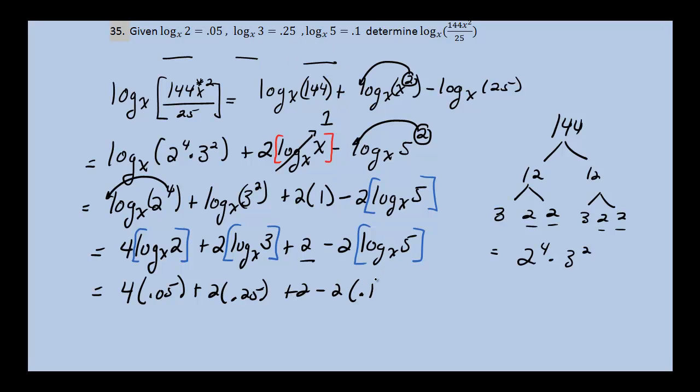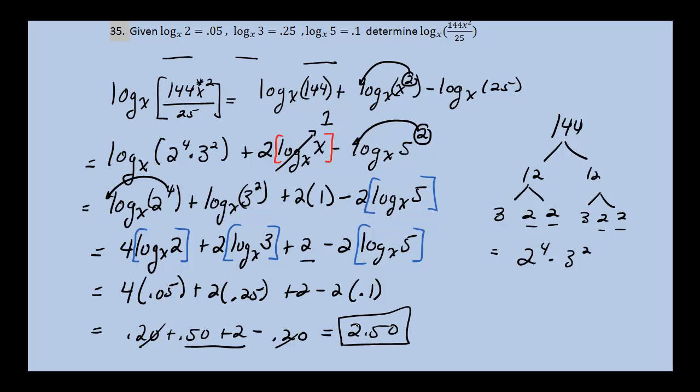5, which is 0.1. 4 nickels, or 4 times 0.05, gives you 20 cents. Plus 2 quarters will give you a value of 50 cents. Plus $2, minus 2 dimes, which is 20 cents. So my 20 cents cancels, and I'm left with 2 plus 0.50, which gives me $2.50, or 2.50. I was using the money analogy because it tends to be a little bit easier to work with, and I enjoy doing that. So that's going to equal 2.50 or 2.5.